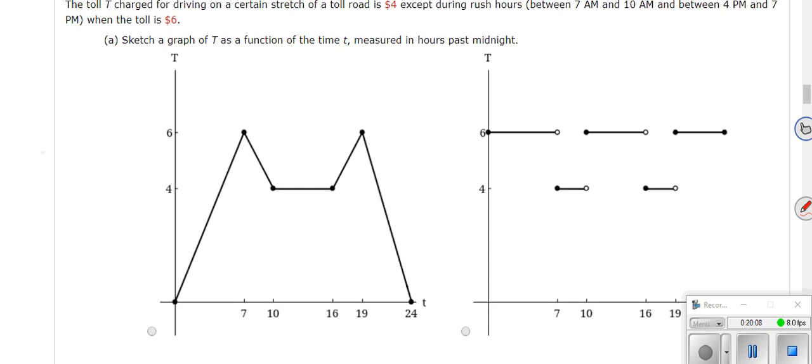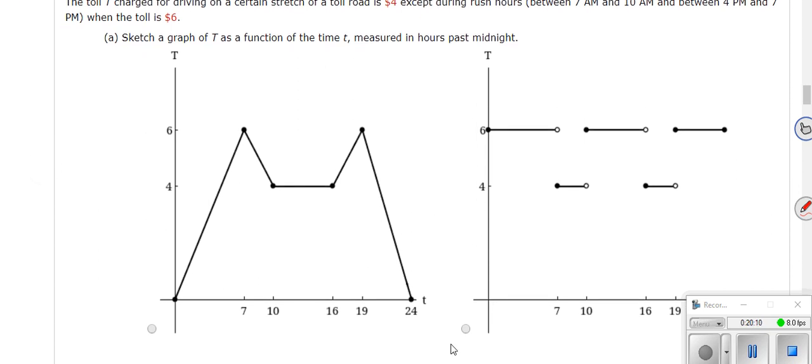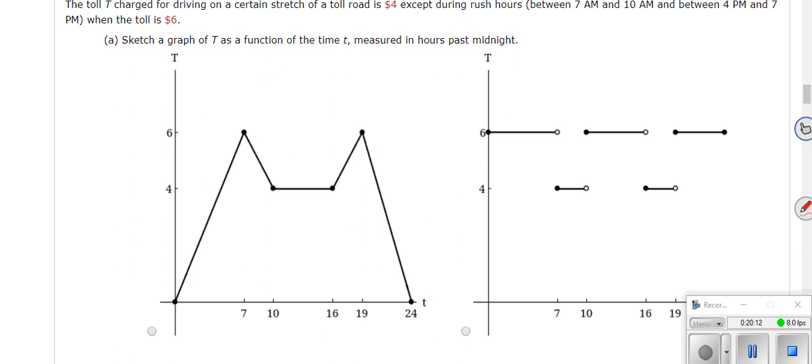This one. A toll charged for driving on a certain stretch of a toll road is $4, except during rush hours between 7 and 10 a.m. and between 4 and 7 p.m. when the toll is $6. Sketch a graph of the toll as a function of the time t measured in hours past midnight.